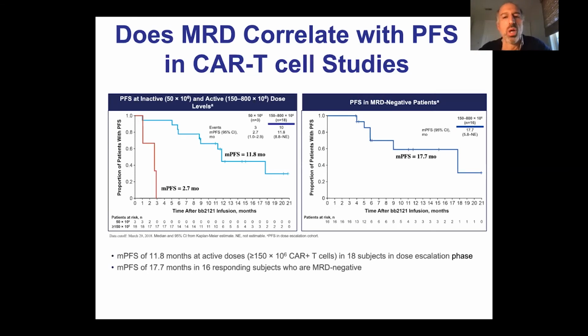So this was the BB2121 that Nupur mentioned in her talk. And what you can see from this study is that there was a median progression-free survival on the left of 11.8 months for all comers, but if you look at the PFS for the patients that achieved MRD negativity, it increased, but it was still a finite number. So you went from 11.8 months to 17.7 months.